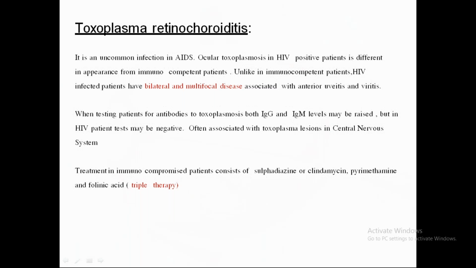So when testing patients for antibodies of toxoplasmosis, both immunoglobulin G and M levels may be raised, but in patients with HIV, this is negative. So immunoglobulin G and M levels will not be raised in HIV patients. So treatment in immunocompromised patients consists of sulfadiazine and clindamycin along with pyrimethamine and folinic acid. This is called triple therapy.